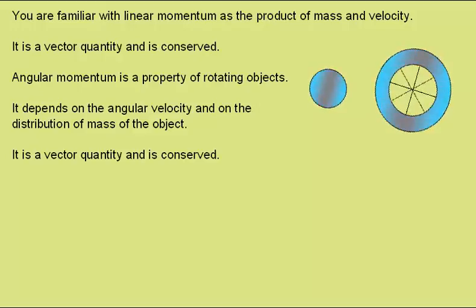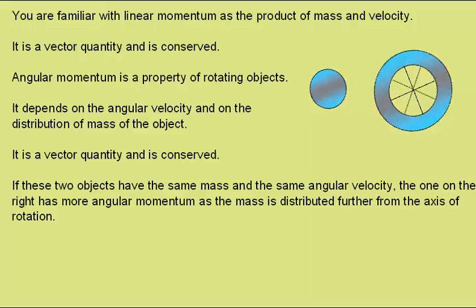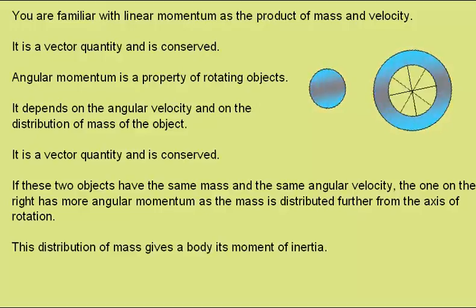Here we have two rotating objects. If these two objects have the same mass and the same angular velocity, the one on the right has more angular momentum as the mass is distributed further from the axis of rotation. This distribution of mass gives a body what is called its moment of inertia.